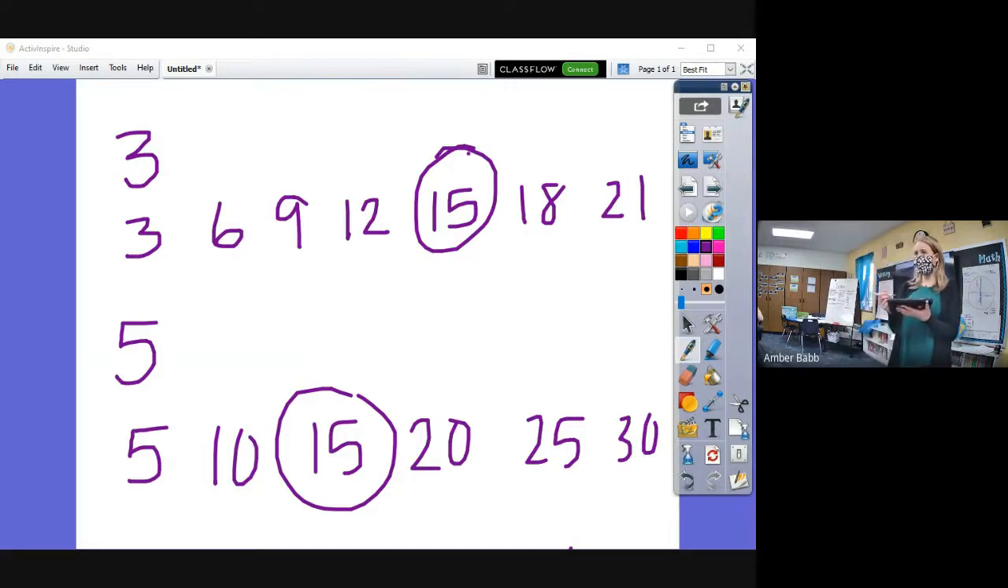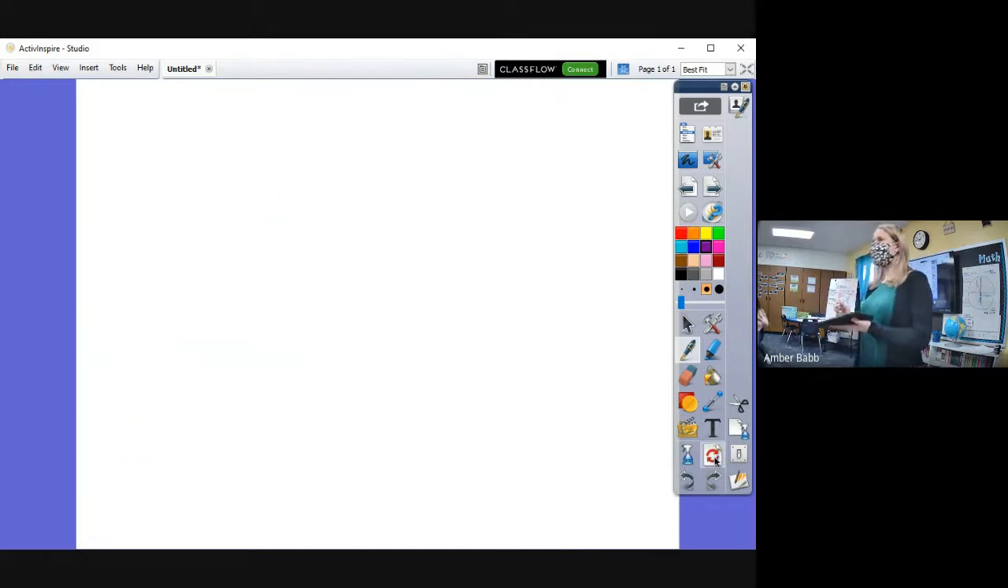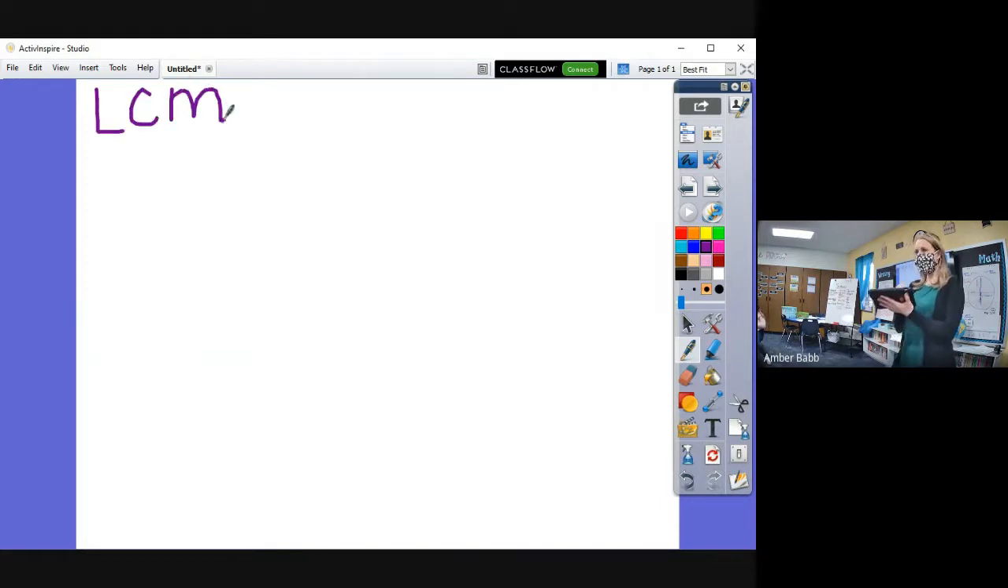Okay. Let's do a couple more of each. And I'm just going to put a problem on here, and I want you guys to solve it. And then we're going to do our worksheet. Okay, so let's go. We're going to do least common multiple. So that's where you list all the multiples, what we just did.